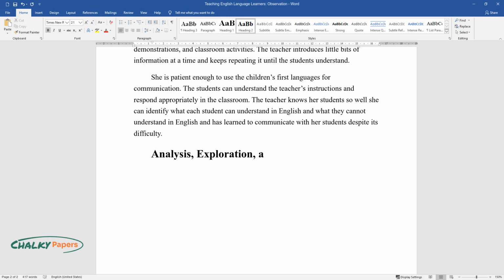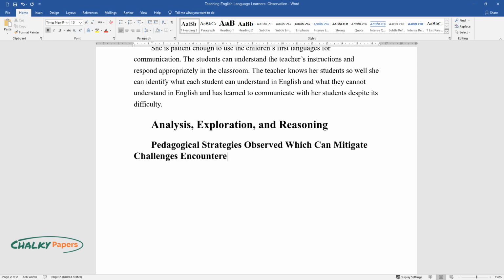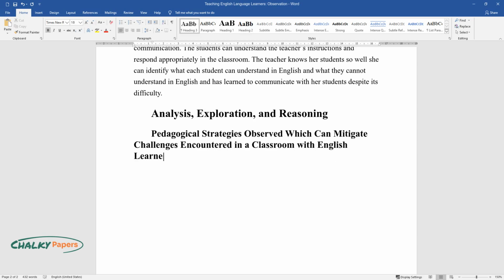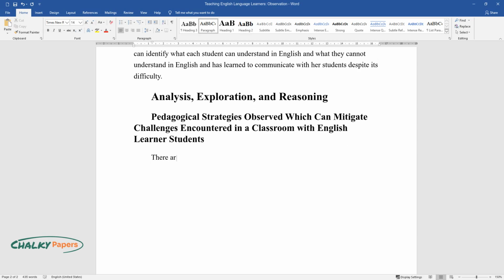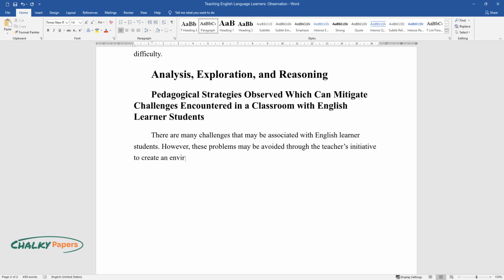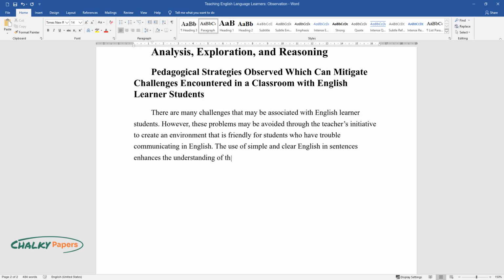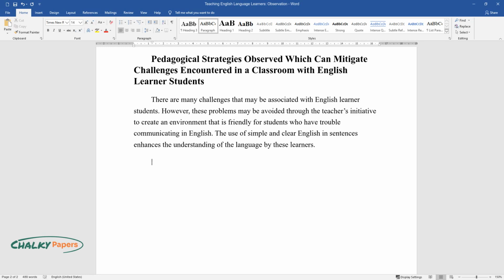Analysis, exploration, and reasoning. Pedagogical strategies observed which can mitigate challenges encountered in a classroom with English learner students. There are many challenges that may be associated with English learner students. However, these problems may be avoided through the teacher's initiative to create an environment that is friendly for students who have trouble communicating in English. The use of simple and clear English in sentences enhances the understanding of the language by these learners.